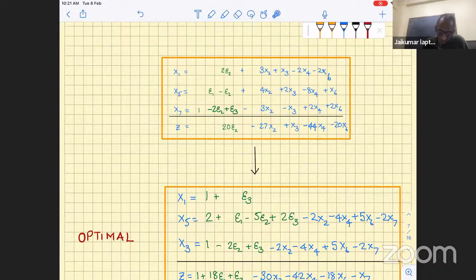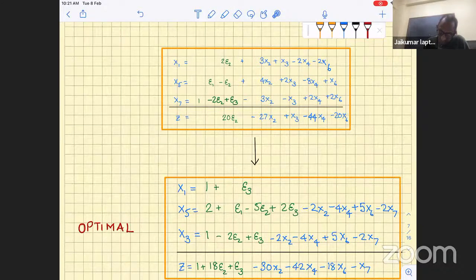I don't know what I've been doing, but I don't know why I have a 2x7 here. It's all a mess. Most probably this shouldn't be there, but even copying I can't do properly. But anyway, we eliminate x3 from all the equations.